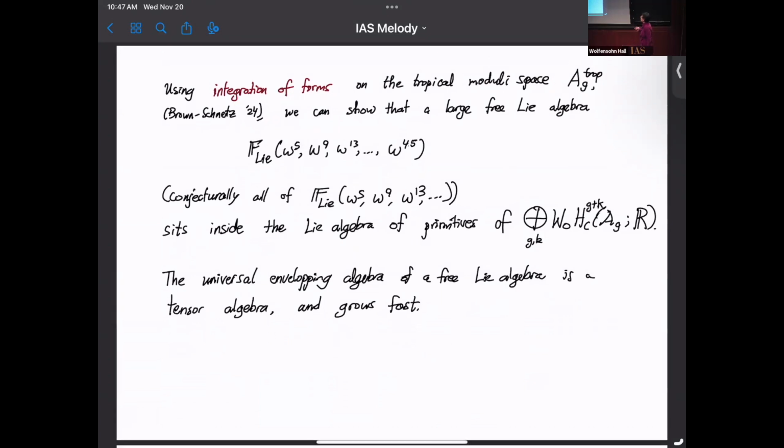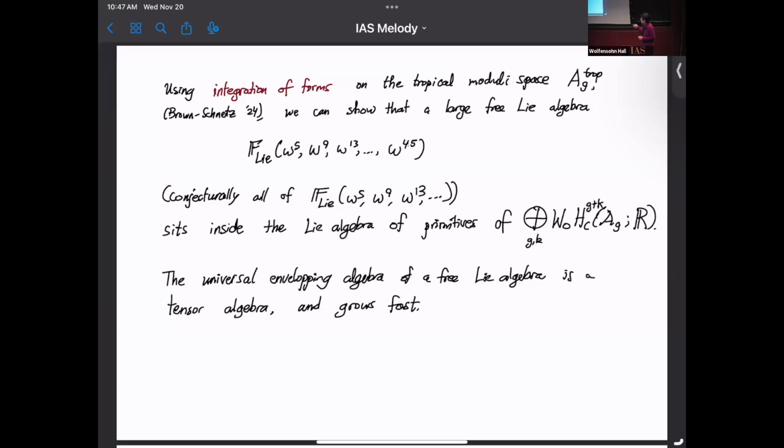Okay, so I regret not pulling this out more explicitly for this audience, but let me mention that one can use integration of differential forms on the tropical moduli space AG trop, as carried out by Brown-Schnetz very recently. Using those results, we can show that a very large free Lie algebra generated in degrees 5, 9, 13, and so on, conjecturally going on forever, but based on computer calculations to date, up to 45, sits inside the Lie algebra of primitives of our Hopf algebra.